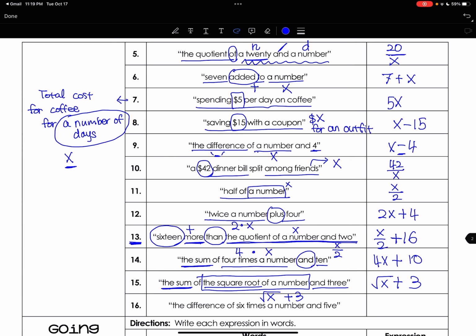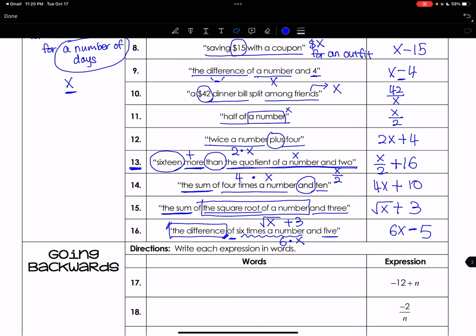And the last one, the difference. Again, you're going to use a subtraction sign. And then 6 times a number will be 6 times a number x. So 6 times x can be written as 6x and 5. But you're going to figure out the difference this time, so it should be a subtraction sign. We're going to move on.